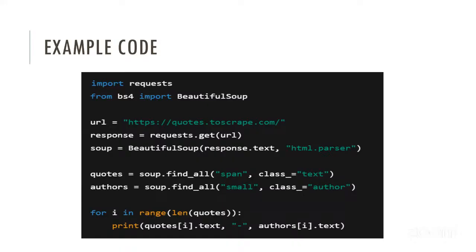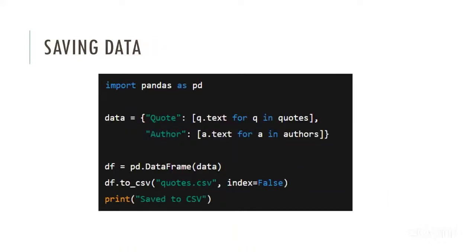So first we give the request to download the web page. Then using Beautiful Soup, we parse the HTML code. Then we are finding the tags. Then we're printing and showing the data. This was a simple but very powerful example of how web scraping works. Now that we have extracted the quotes and authors, the next step is to save that data.